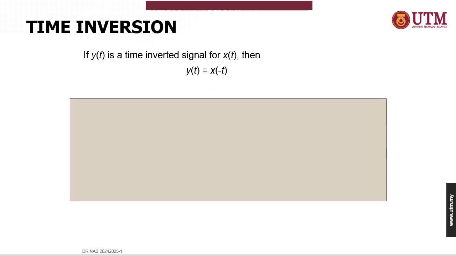Let's look at the first operation in time. Remember the general equation, y equal to x(t). When there's time inversion, you remember you need to look inside the bracket. Here there's an additional notation inside the bracket, which is negative. Negative means the signal is being inverted in time.